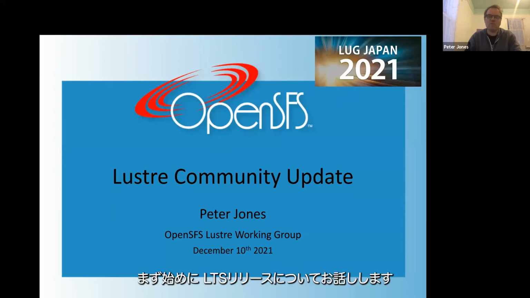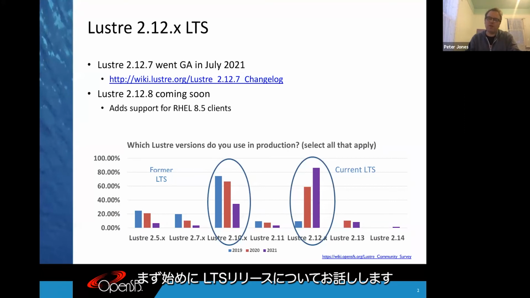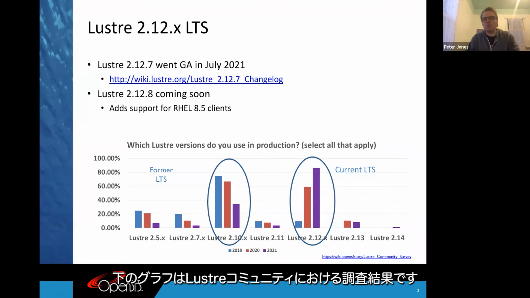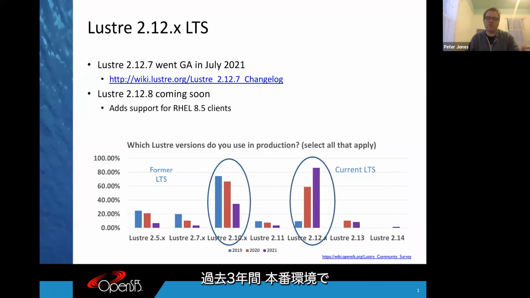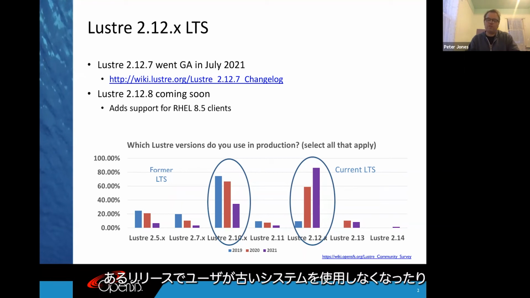So to get started, I'm going to talk about the LTS releases. The graphic at the bottom shows the data from the Lustre Community Survey, which compiles the versions being used in production across the last 3 years and shows those as a percentage to allow year-on-year comparisons despite fluctuations in the number of respondents. And you can see the pattern fairly clearly is that over the years, the numbers drop for a given version in percentage terms for a given release.